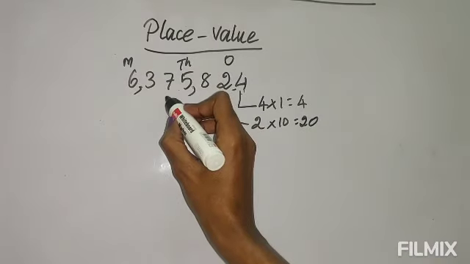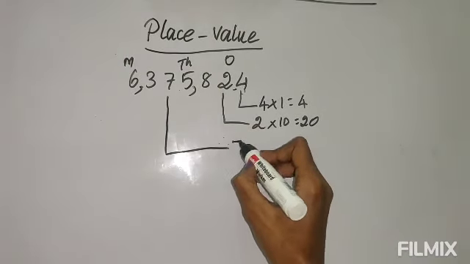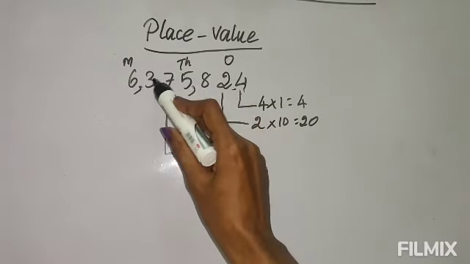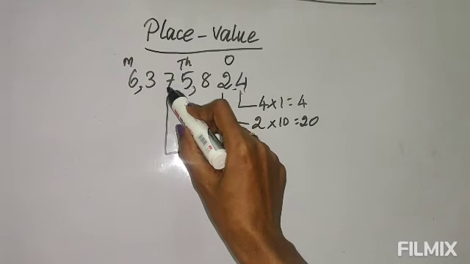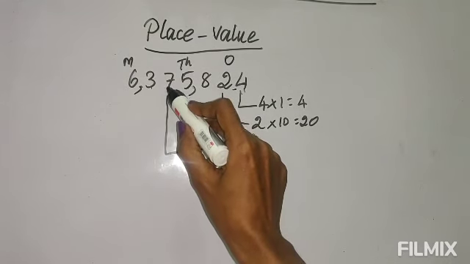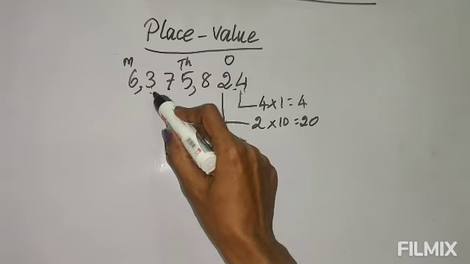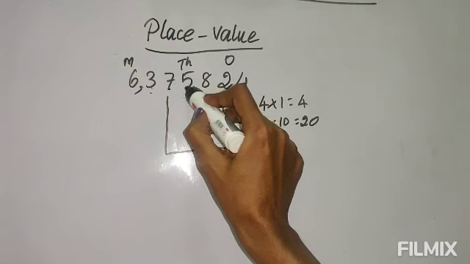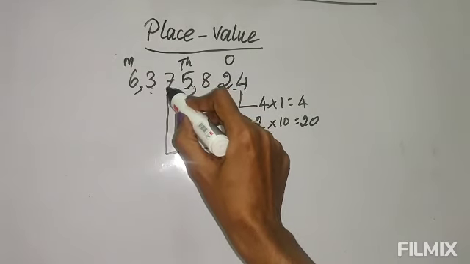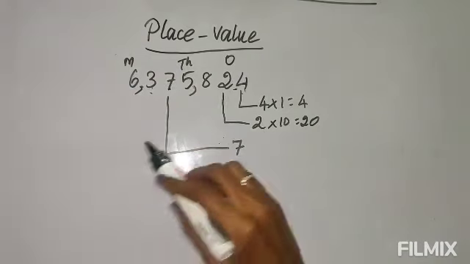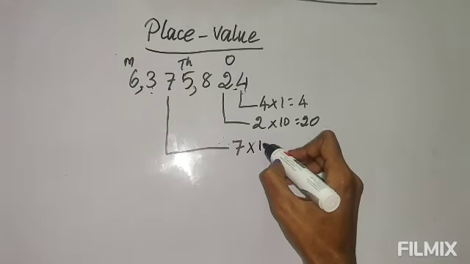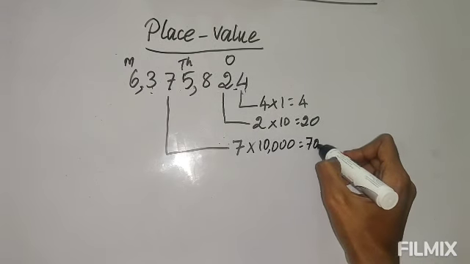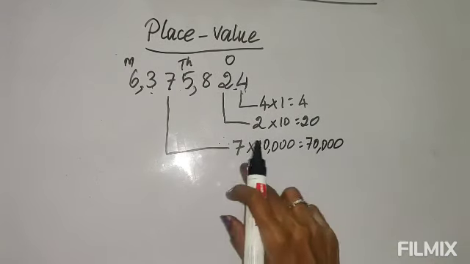Now suppose you take this 7. The number is 7 and in which place is it? This is the thousands period, so this is 1000, this is 10,000, this is 100,000. So this is in the place of 10,000. So you have to multiply by the place 10,000. If you multiply, it is 7 into 10,000, 70,000. So the place value of 7 is 70,000.